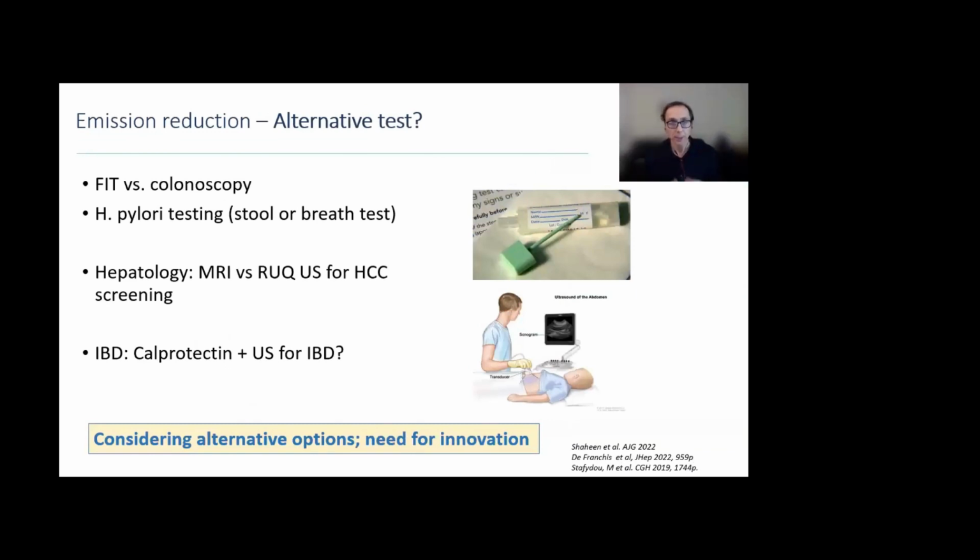Next, we can consider alternative test options that are less environmentally impactful. For instance, we can use FIT for colon cancer screening instead of a colonoscopy, which is done in many European countries, but not in the US. We could also use non-invasive H. pylori testing instead of an upper endoscopy. And as mentioned earlier, we can choose an imaging test that is as appropriate, but less environmentally impactful, for instance, using an ultrasound for HCC screening instead of an MRI. There's also a need for research to compare alternative testing and treatment strategies with respect to the environmental and health outcomes.